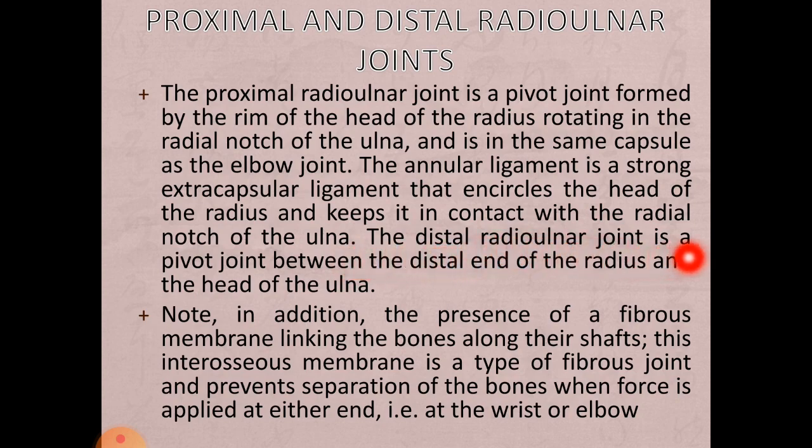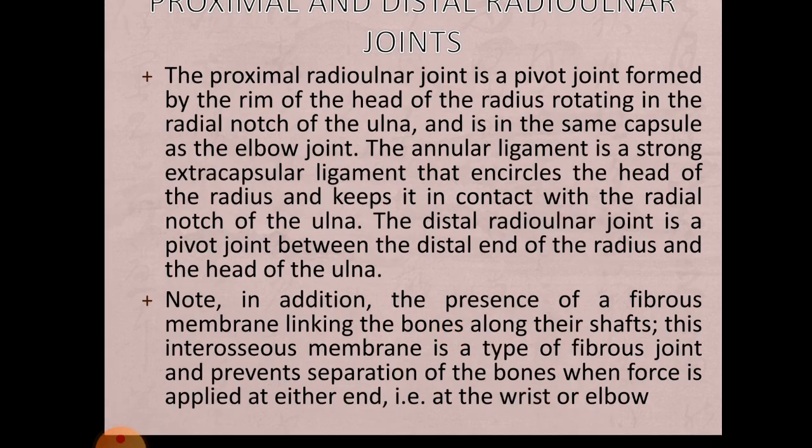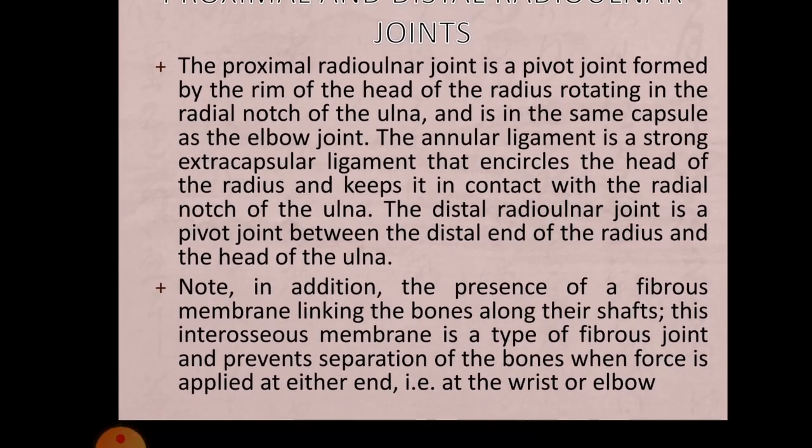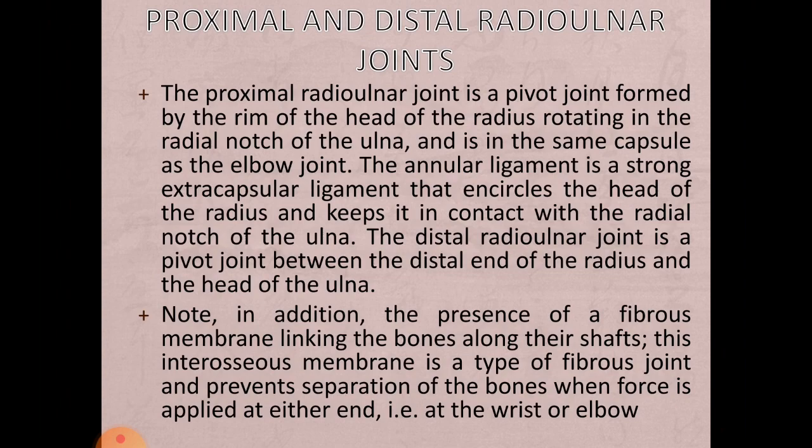The distal radioulnar joint is a pivot joint between the distal end of the radius and the head of the ulna. Note in addition the presence of a fibrous membrane linking the bones along their shaft. This interosseous membrane is a type of fibrous joint and prevents separation of the bones when force is applied at either end, that is, at the wrist or the elbow.